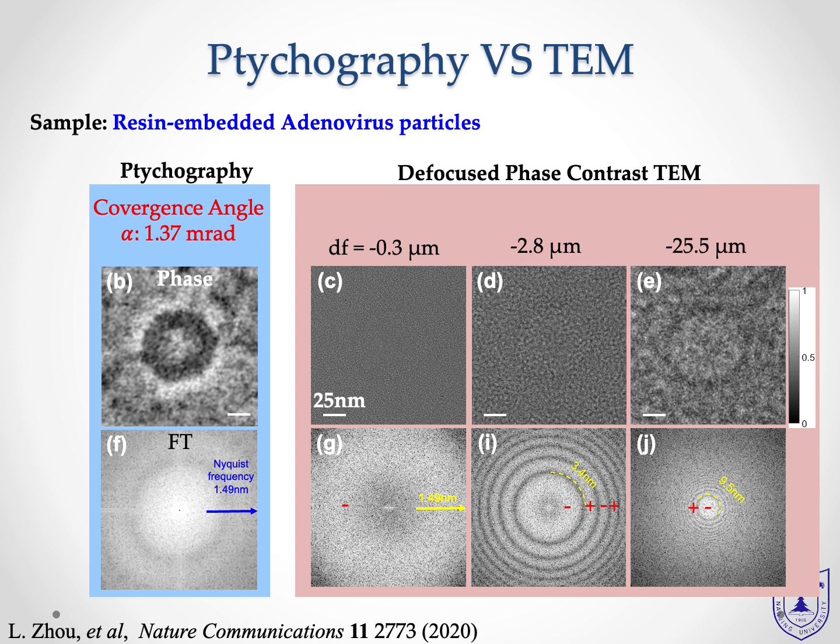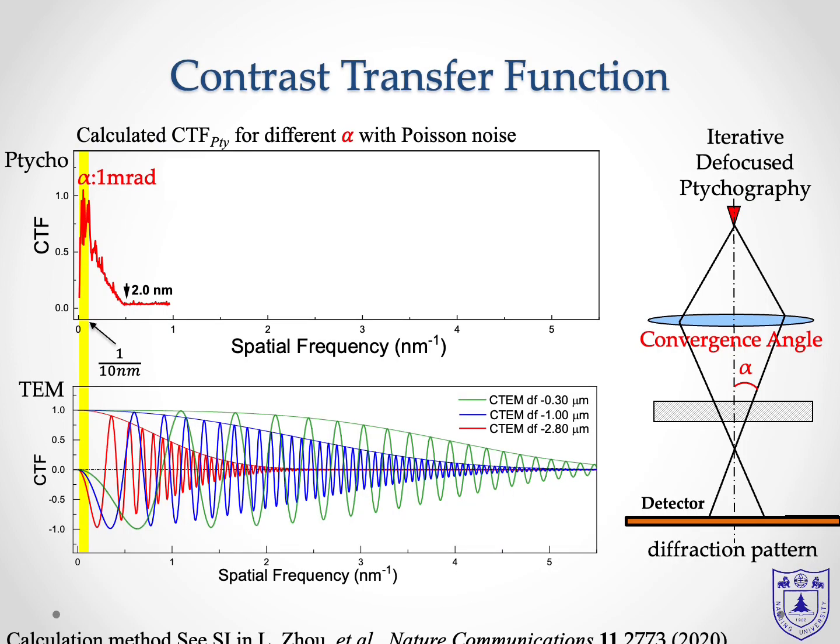conventional TEM. In order to understand why ptychography has better transfer at low frequency with a 1 milliradian converging angle, we numerically calculated the phase contrast transfer function with Poisson noise using a model of a two-dimensional amorphous thin film. The calculation method you can see, you can refer to the SI in this paper.